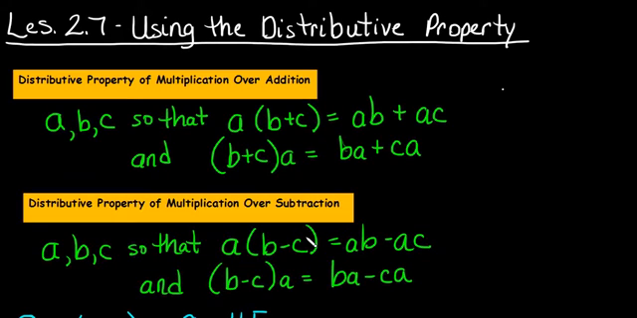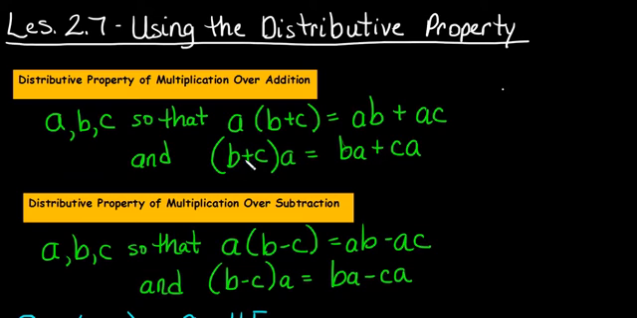All right, in this lesson, 2.7, we're going to talk about using the distributive property. So what that means is, when we're talking about the distributive property of multiplication over addition, let's say you have three numbers, A, B, and C, so that A times (B plus C) is equal to A times B plus A times C, because A needs to be multiplied by everything in here. I like to say it's being passed out amongst everything in here.